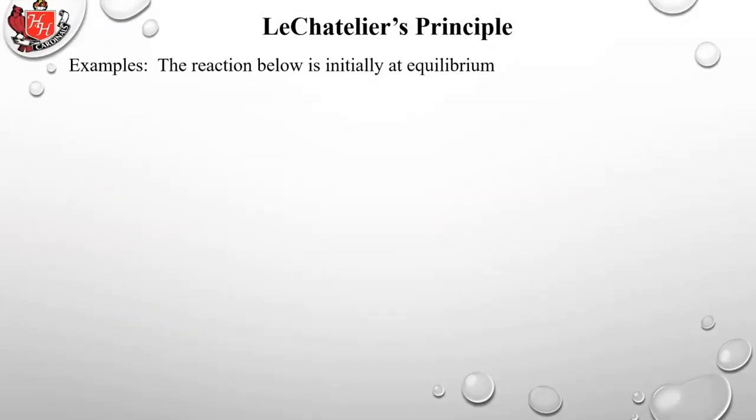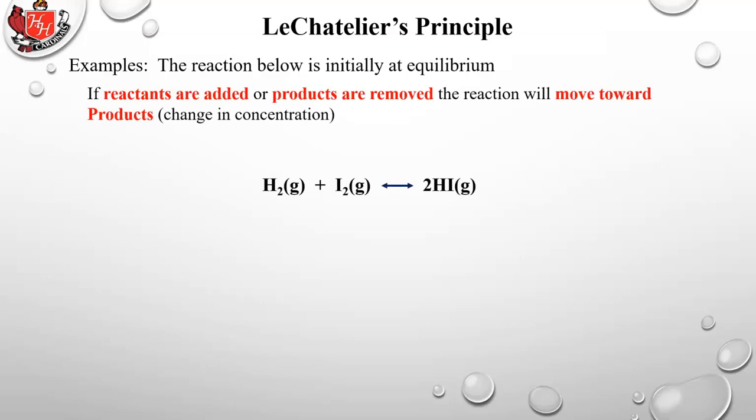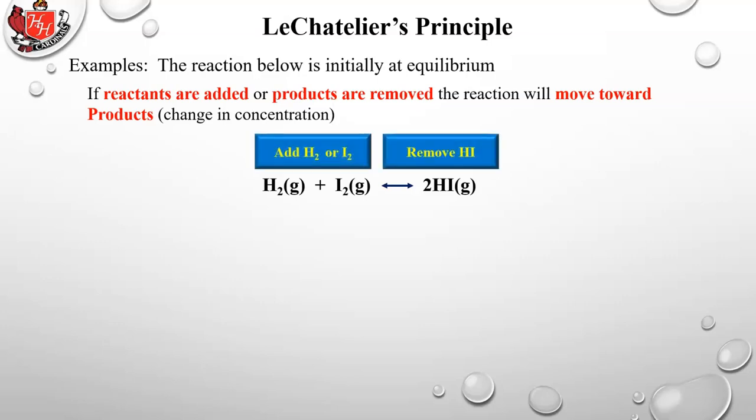So for example, the reaction below is initially at equilibrium. If reactants are added or products are removed, the reaction will move toward the products. That's a change in concentration. It could be a change in pressure as well. So if you add either H2 or I2, you don't have to add both, or remove HI, then the reaction is going to flow to the right.